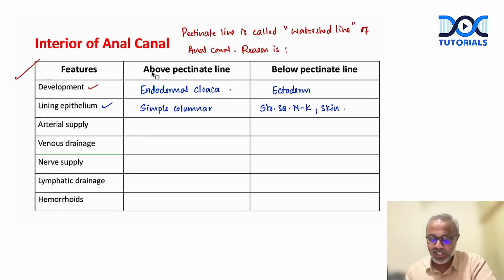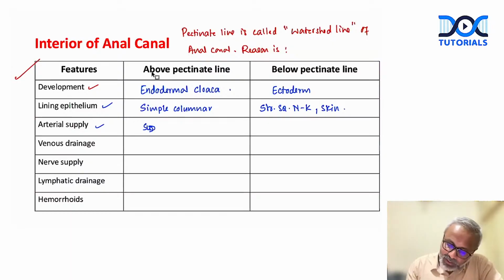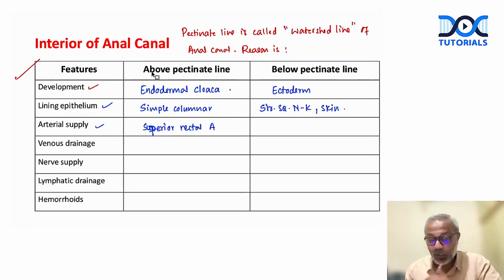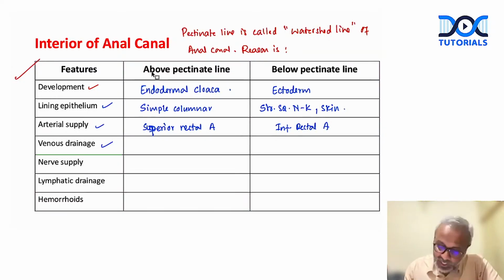Isn't it? Yes. Then what about arterial supply? Above the pectinate line, it is supplied by the superior rectal artery. Right? Below the pectinate line, it is inferior rectal artery. So the rest of the differences are pretty simple. What about venous drainage? Simply write superior rectal vein, here inferior rectal vein.